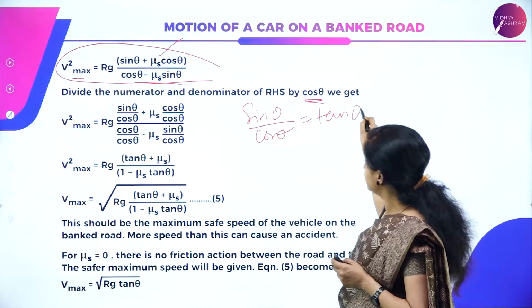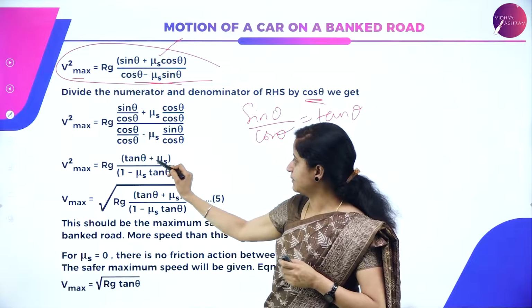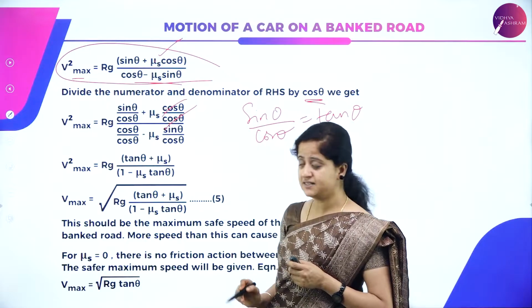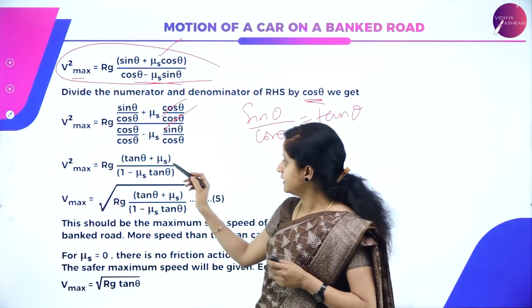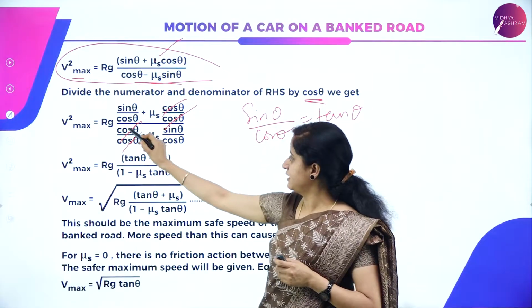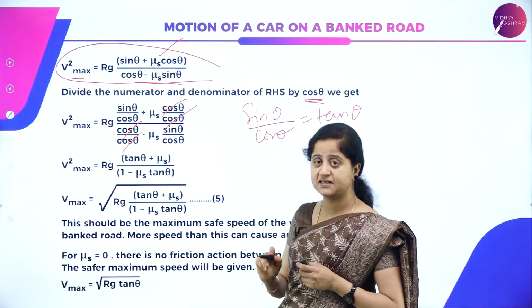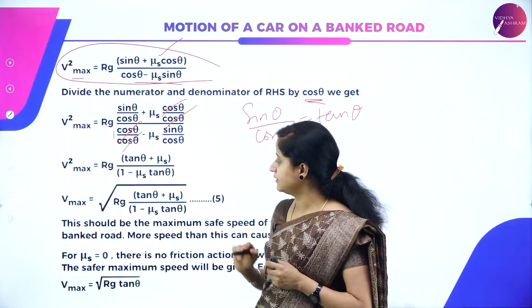So replacing sin theta by cos theta with tan theta, we get rg into tan theta plus, here cos theta gets cancelled and we get only mu s, divided by 1 minus, here cos theta by cos theta gets cancelled and we remain with 1. So 1 minus mu s into sin by cos, which is tan. So 1 minus mu s into tan theta.